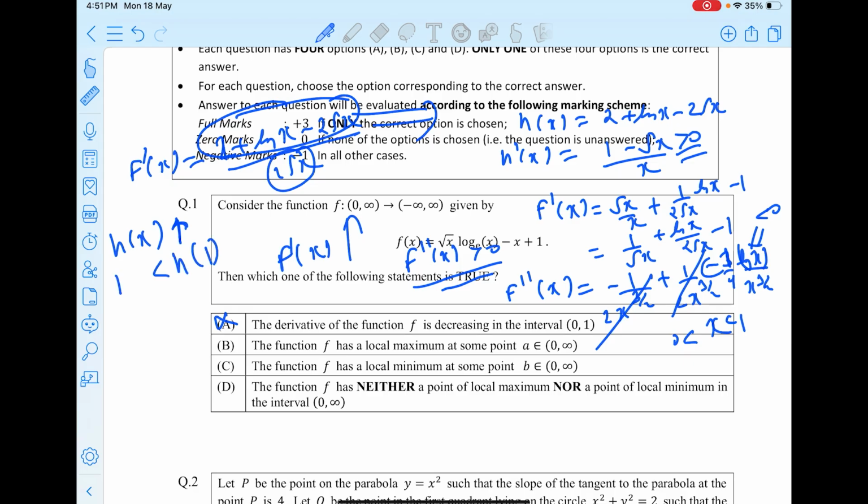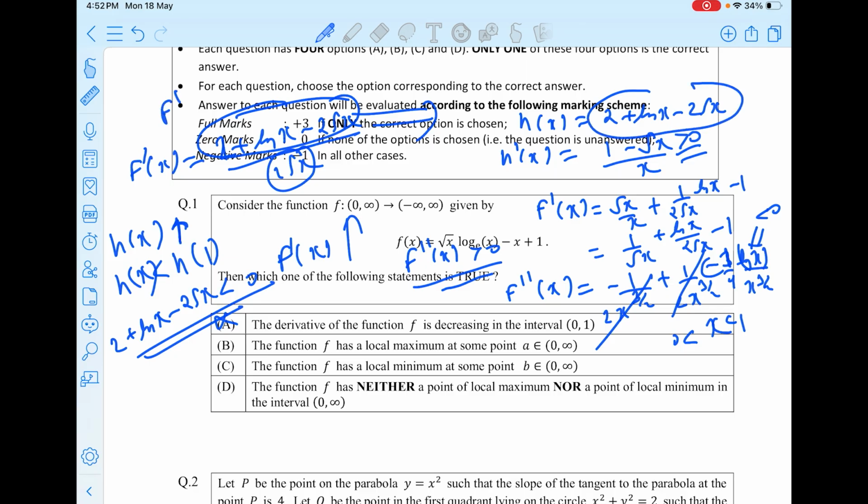So h x will be less than h 1. So 2 plus ln x minus 2 root x is less than h of 1. What will be h of 1? H of 1 is 0. So that means 2 plus ln x minus 2 root x is negative. If this quantity is negative, my f dash x is negative. So it's a decreasing function in 0 to 1.